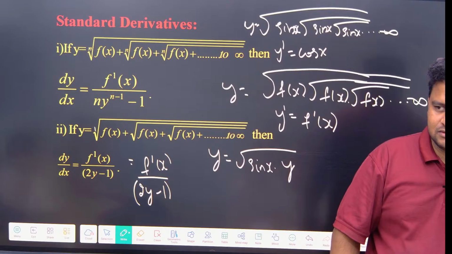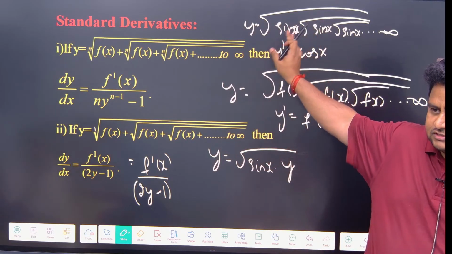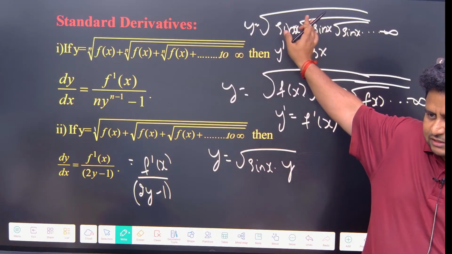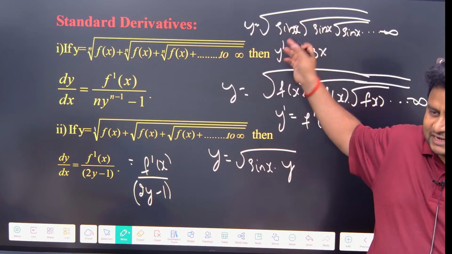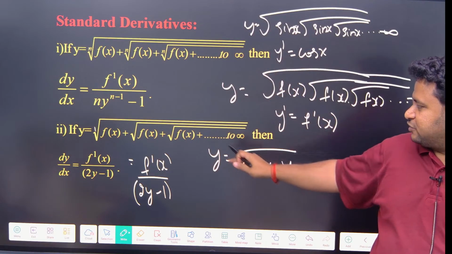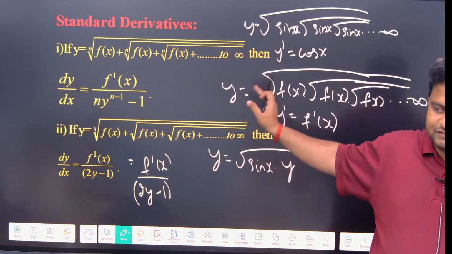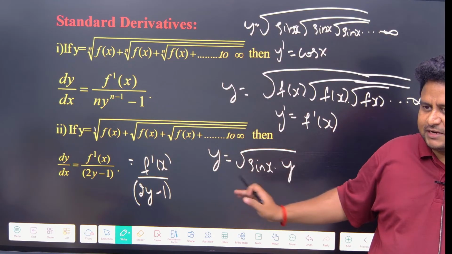Nikhil, Harsha, so this trick you understood. If they give a square root within a square root, with a product, it is directly f dash of x. Don't do any method. If they give it with a plus, it is f dash of x divided by 2y minus 1. That's all. Instead of product, if they give plus, it is f dash of x divided by 2y minus 1.